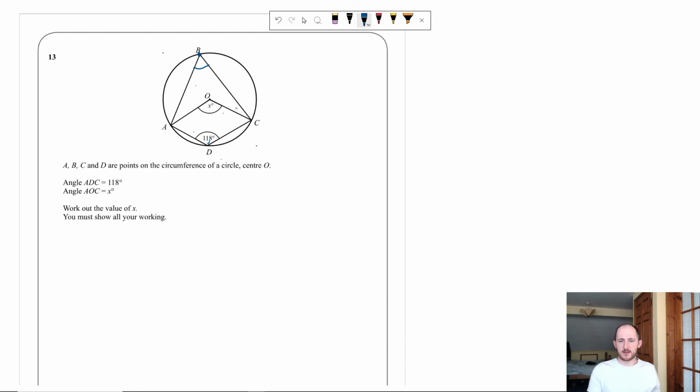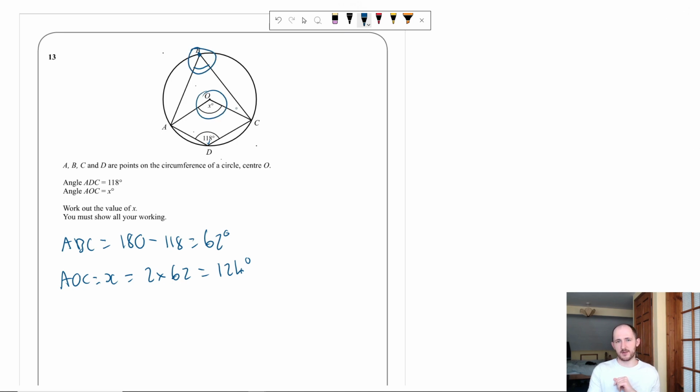Now I can work out what that is. So ABC is equal to 180 minus 118. And again, the reason would be opposite angles in a cyclic quadrilateral add up to 180. And that would be 62 degrees. Now, x, right? So AOC, which equals x, is just 2 times that. Why, you may ask? Well, because angles at the center are twice that at the circumference. Because again, they're made up from the same 2 points on the circumference, right? They're both made up from A and C, which means x is just twice that angle.